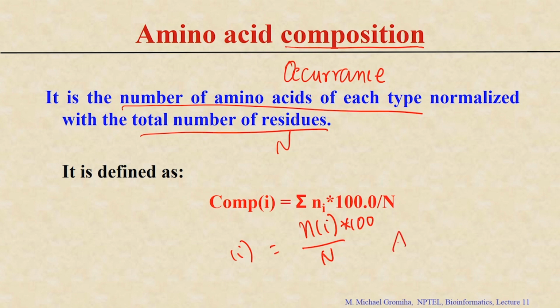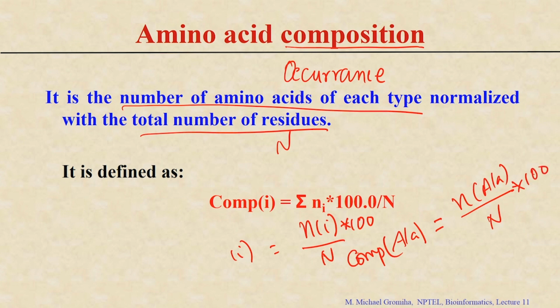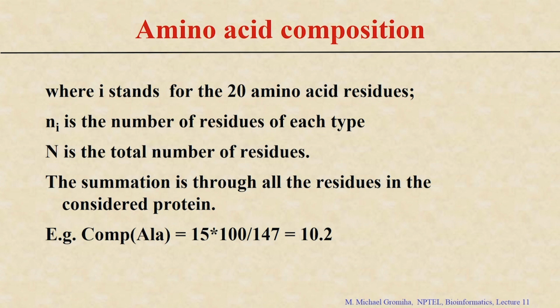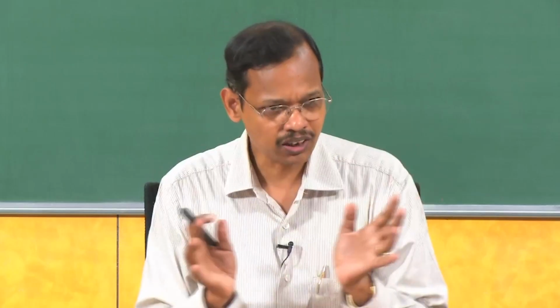For example, composition of alanine equals the number of alanine in the whole sequence divided by n. If you want the percentage, you multiply by 100. Here I stands for the 20 different residues, for each residue, alanine, aspartic acid and valine, so you will get values for 20 different residues. n is the total number of residues which we use for normalizing the occurrence. If you take the total summation over all the residues, you will get 100 percent.